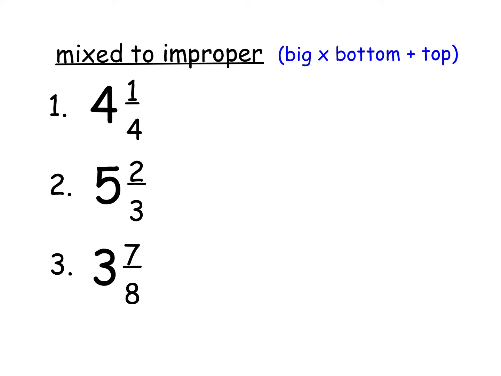To turn mixed to improper, we were basically trying to think how many quarters there would be altogether if we had 4 1/4, let's say, cakes in front of us. So what we do is we do the big 4 times the 4 on the bottom, and then we add the top number, which is a 1, and that becomes how many fourths we've got, or how many quarters. So we've really got 16 plus 1, which is 17 quarters.